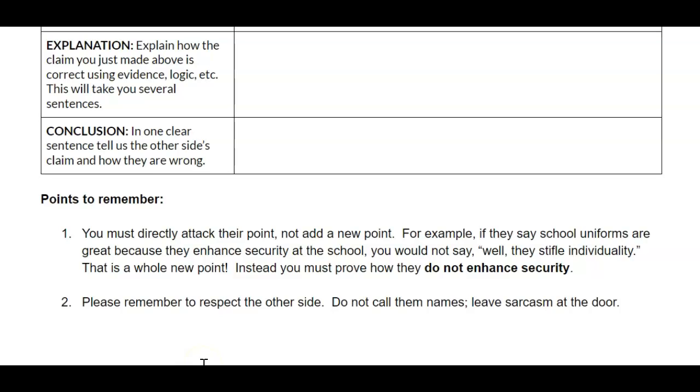So if they were to make that argument point, what would you say back to them that would disprove that specific point? For example, if they say school uniforms are great because they enhance security at the school, you would not say, well, they stifle individuality. So again, this talks about security. This talks about individuality. Those are two different topics. You weren't addressing what they were saying. You should talk then about how they do not enhance security when you would counter that argument.